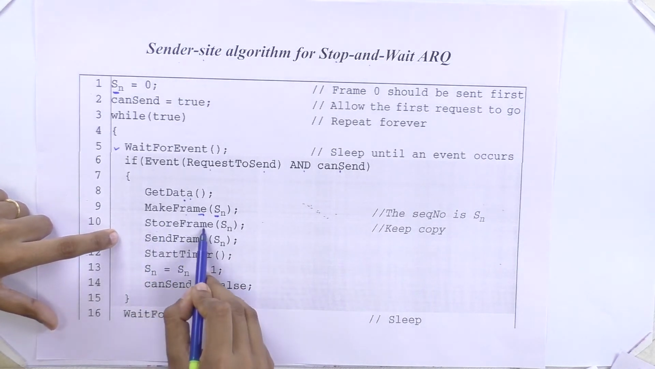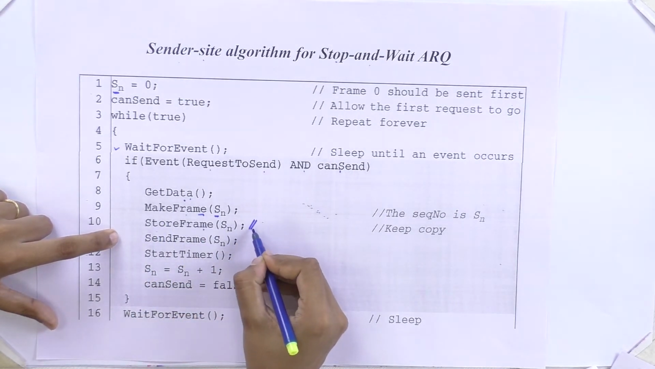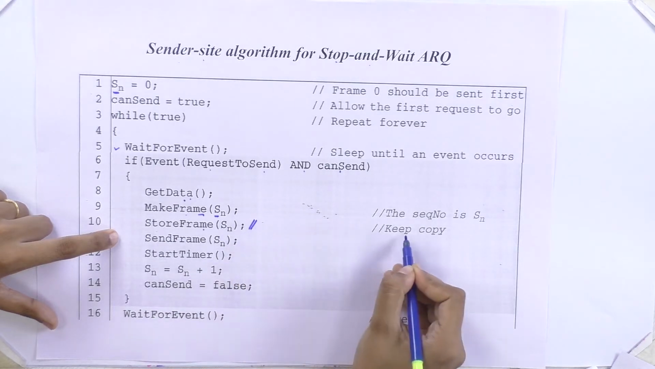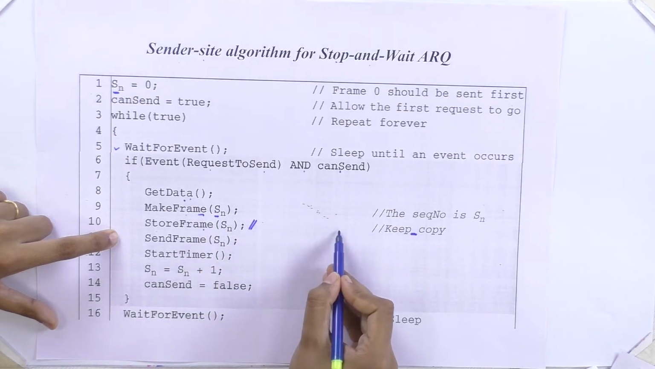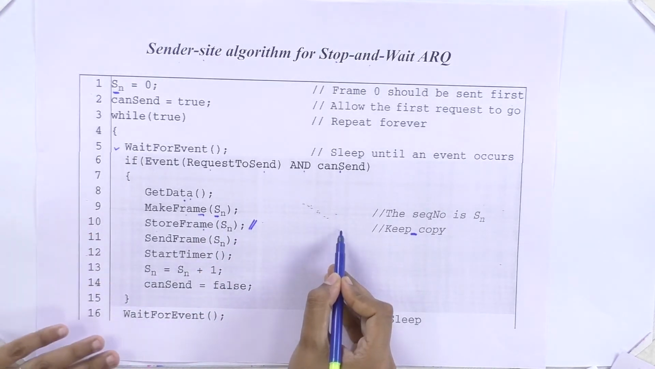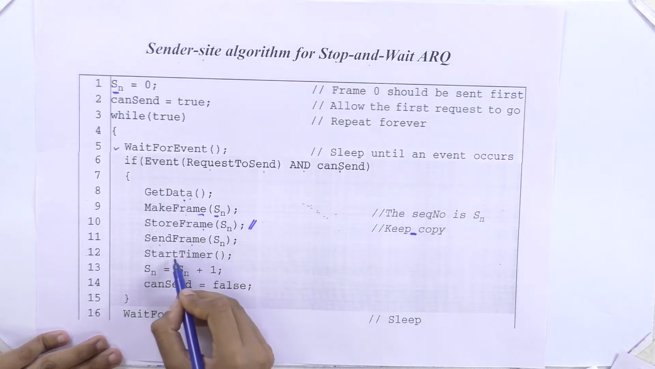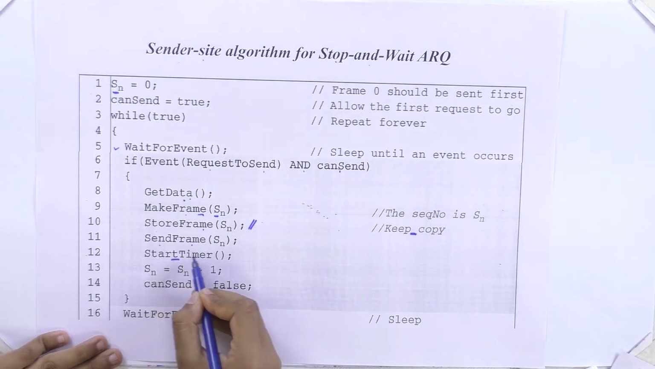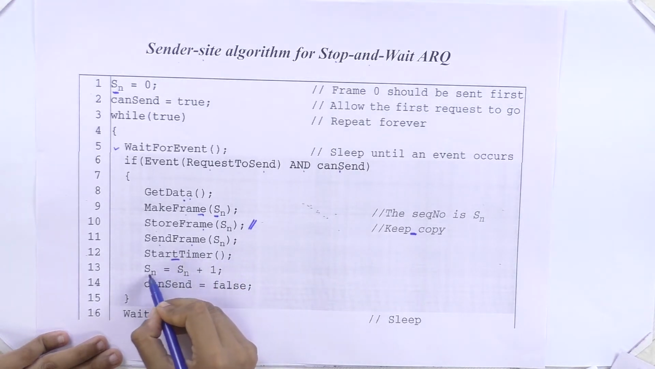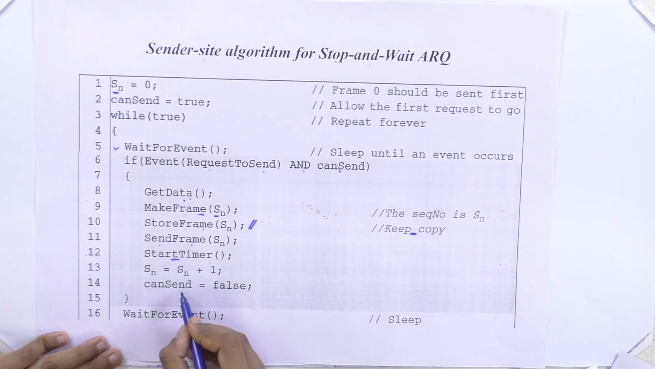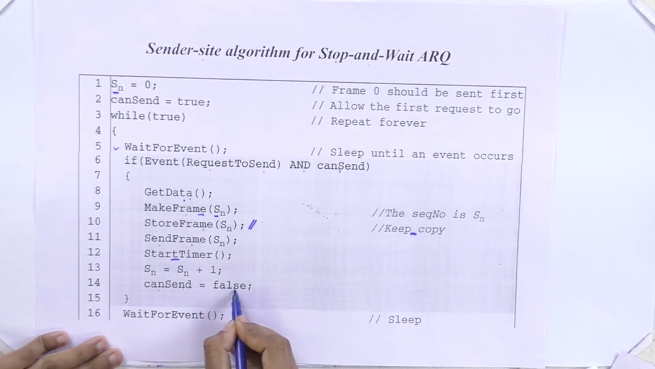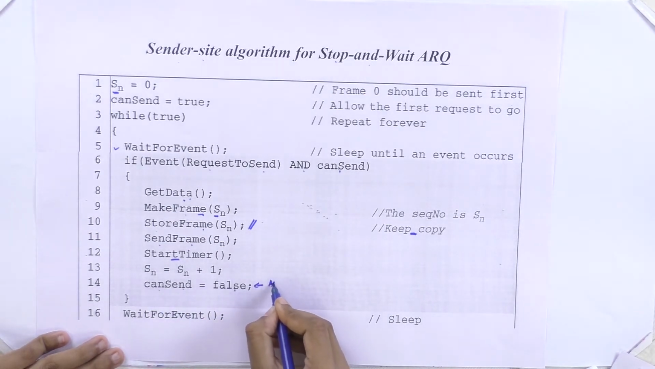It stores the frame, because I have told you already that a copy of the frame is needed in case the frame doesn't reach the receiver properly. Next it sends the frame. After sending the frame, it starts the timer. After starting the timer, the sequence number is incremented by 1, that is, the next frame will get the next sequence number, and CanSend will be false until I receive my acknowledgement.